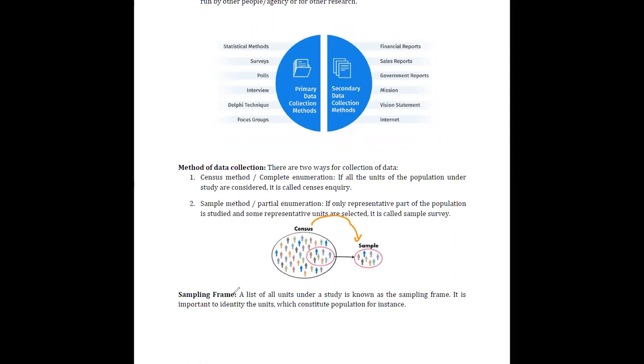And the next element that we are considering is the sampling frame. A list of all units under a study is known as the sampling frame. It is important to have the identity of the units which constitute the population. Therefore, the next element that we are considering here is the sampling frame. It is actually a list of all units under a study which we know as a sampling frame.